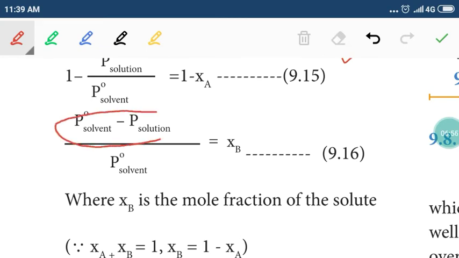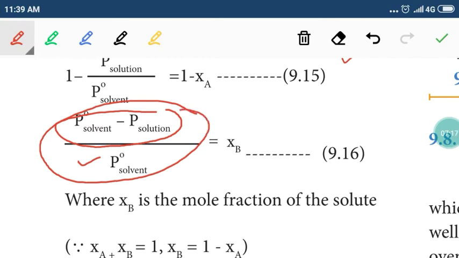So this term is called lowering of vapor pressure. Due to non-volatile solute, the vapor pressure of the solution is reduced. This is called lowering of vapor pressure, and this is related with vapor pressure of pure solvent. So the total term is called relative lowering of vapor pressure. This is one of the colligative properties we will discuss later.